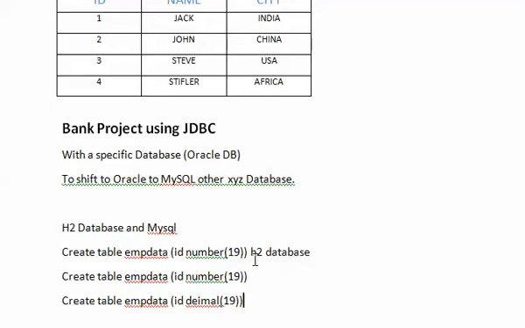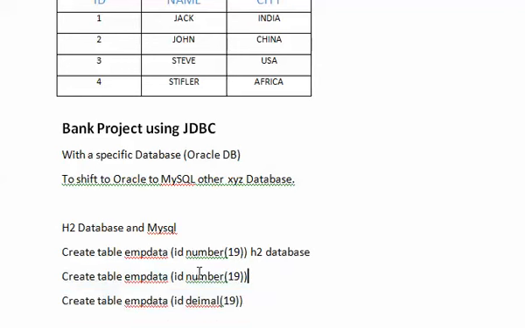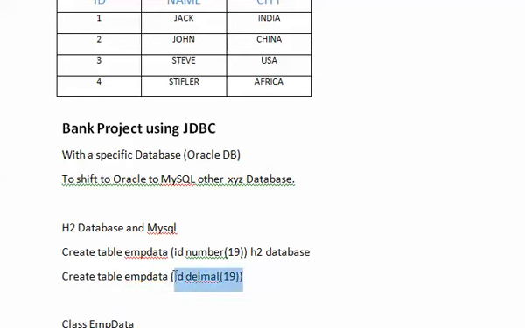I have created a project in MySQL. Just think, I have created a project in MySQL, and H2 database is cheap. I just want to change myself from MySQL to H2 database. Okay, so I have created a table. I have created a table operation with ID, decimal, and 19. But when it comes to H2 database, it only supports ID number. I'm just saying an example.